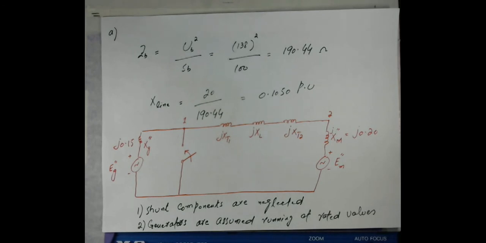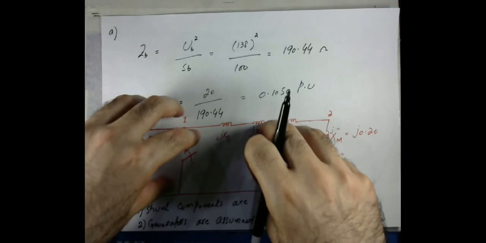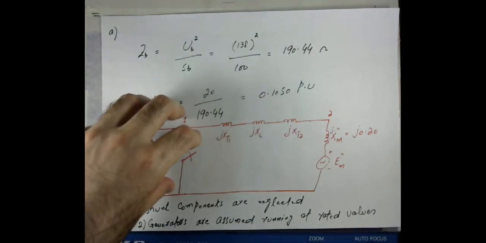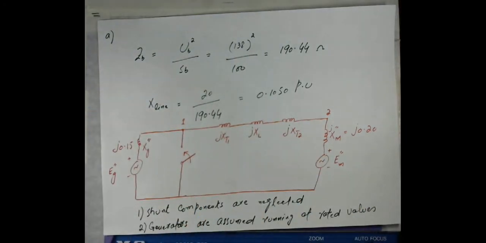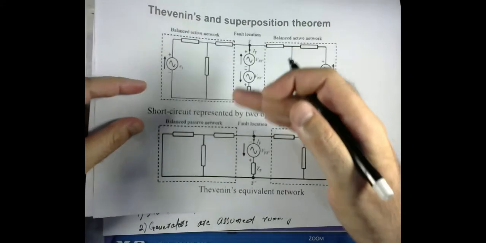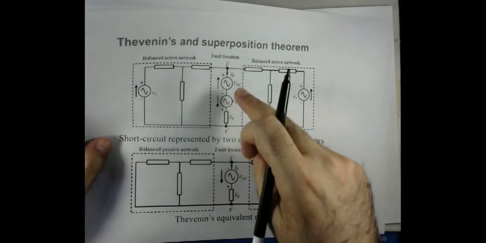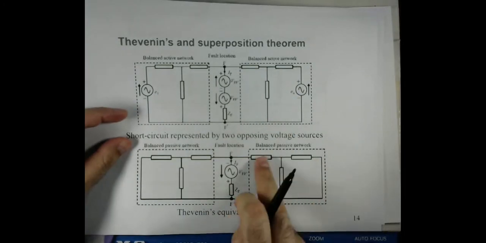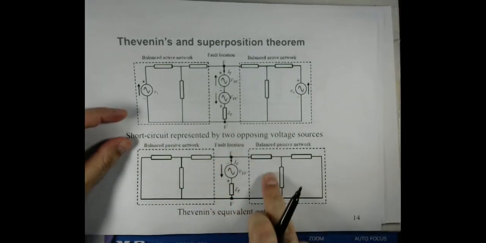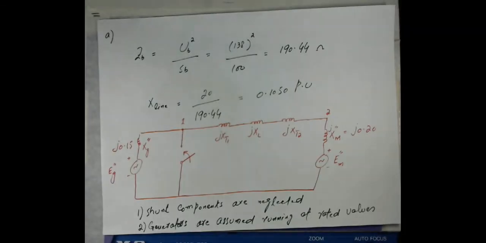As I mentioned, we will basically use the principle of superposition, meaning that the quantities in this particular network and those in the Thevenin equivalent network need to be added. But anyhow, let me first follow the steps that need to be taken, because first we will represent the short circuit using the opposing voltage sources, and then we will reduce it, or get a Thevenin equivalent network. So let me follow all these steps.